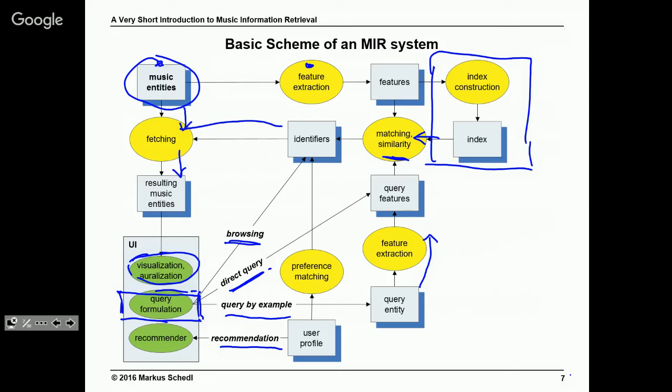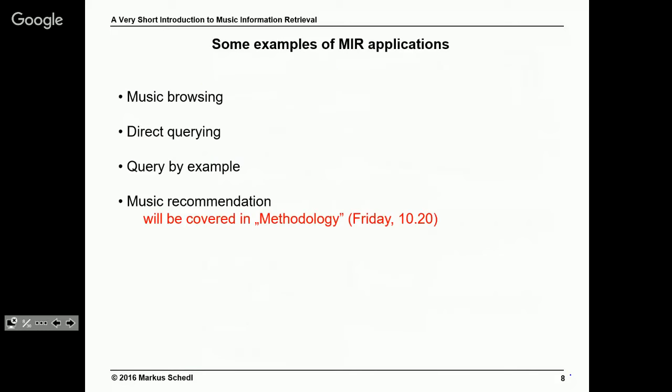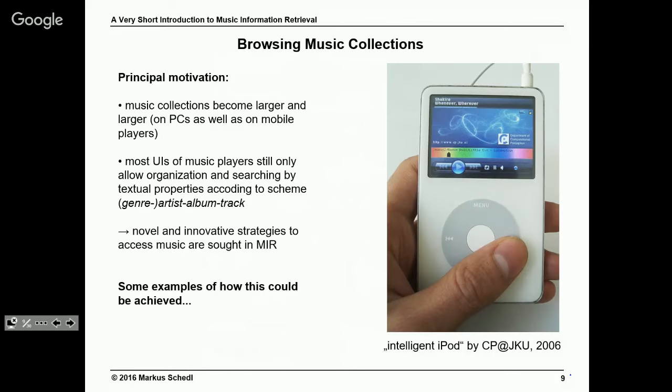Okay, so for recommendation, a user profile is built. The system stores what you listen to, maybe also some clicking behavior and so on. Then it matches these user profiles with other ones, and again, through the identifiers, presents you some hopefully interesting recommendations. So I drew a whole lot here, but I hope you get at least a very brief glimpse of how different music information retrieval systems work. Next I'd like to give you some examples of each of these modalities.